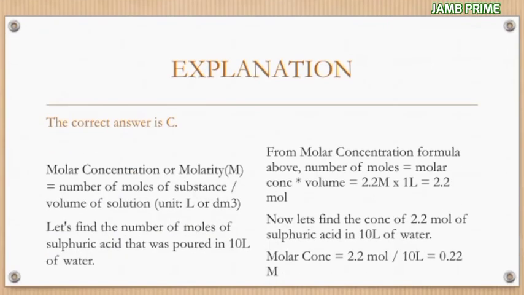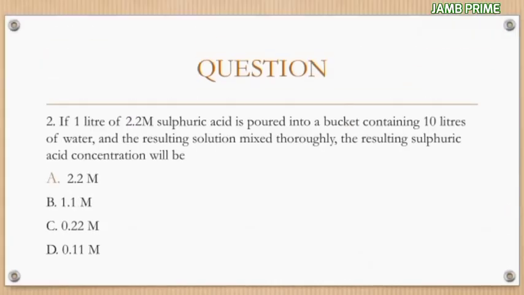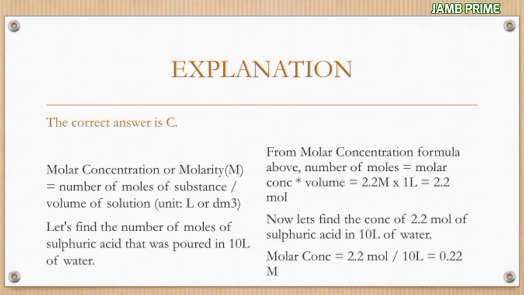That's how we find it: molar concentration equals the mole over volume, which gives us 2.2 over 10. So it's just a straightforward question. That's how we got 0.22 molarity. So C is the answer to this question. We will see more on stoichiometry as we progress. So let's see question number 3.